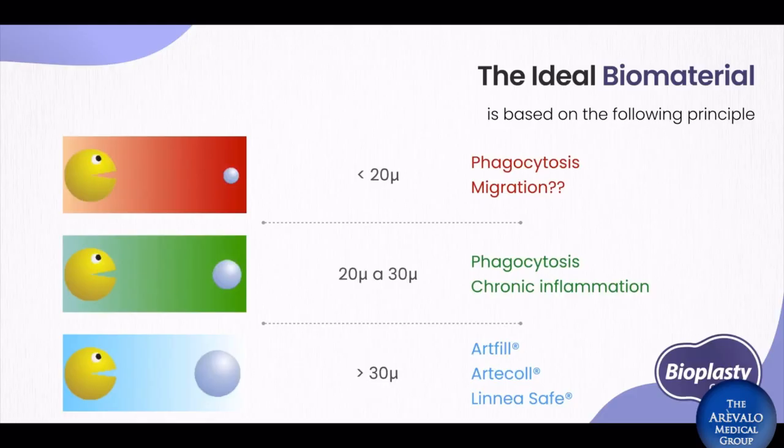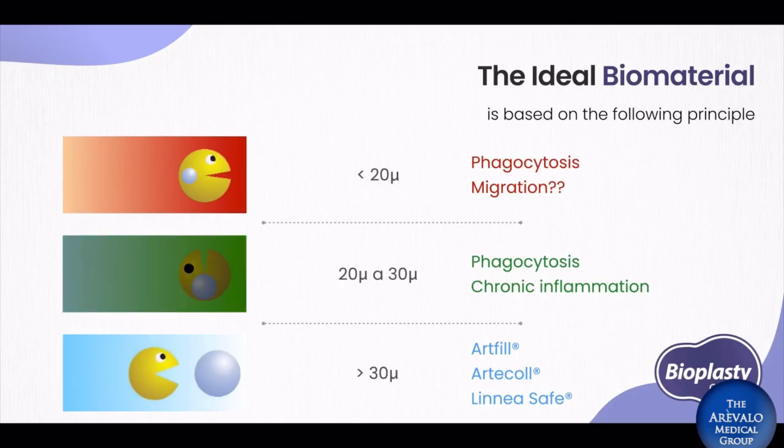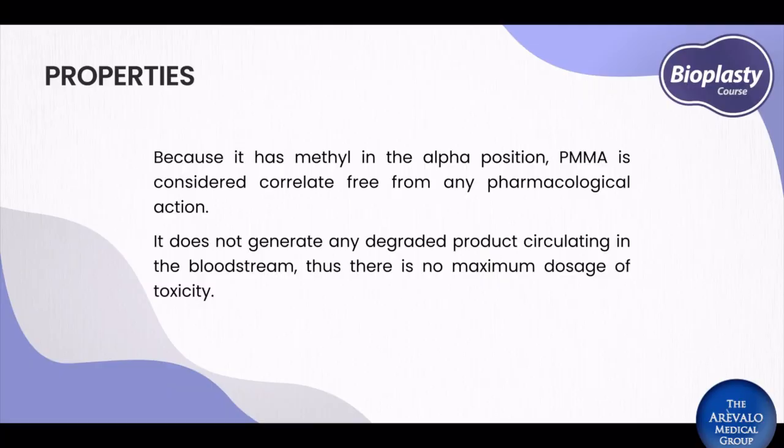If the biomaterial is less than 20 micrometers, phagocytosis and possible migration occur. If the biomaterial is between 20 and 30 micrometers, phagocytosis and chronic inflammation occur. Biomaterials larger than 30 micrometers, such as Artefil, Artecol, and LineaSafe, are safe for application. Because it has methyl in the alpha position, PMMA is considered free from any pharmacological action. It does not generate any degraded products circulating in the bloodstream, thus there is no maximum toxic dosage.